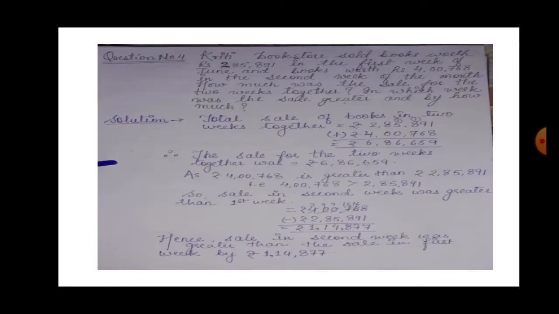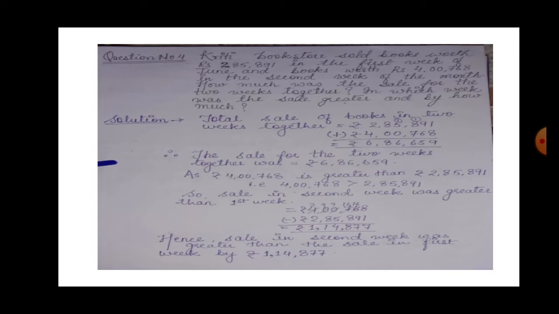Let us come to the fourth question now. Kriti book store sold books worth rupees 2,85,891 in the first week of June, and books worth rupees 4,768 in the second week of the month. How much was the sale for the 2 weeks together? In which week was the sale greater and by how much?